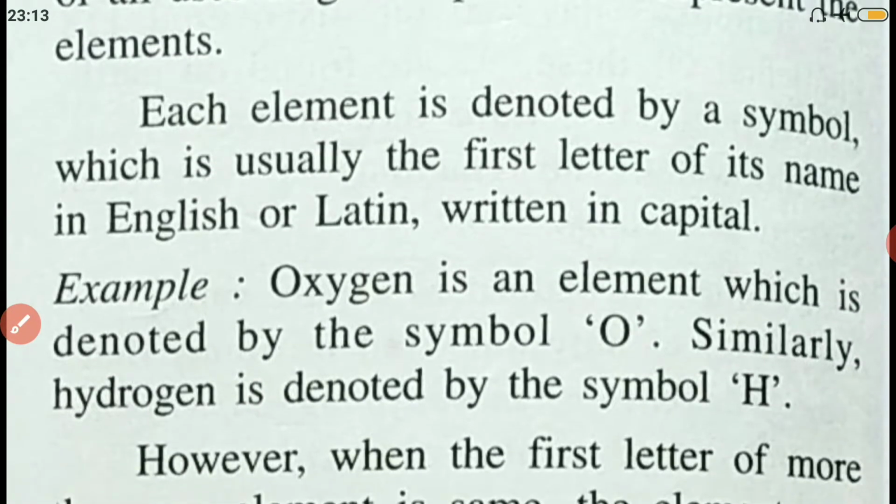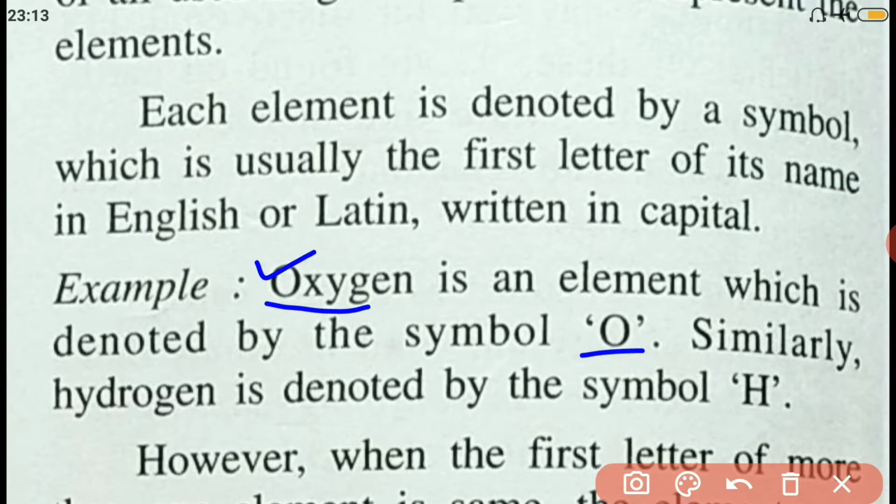Each element is denoted by a symbol which is usually the first letter of its name, in English or Latin, written in capital. So, for example, oxygen is an element which is denoted by the symbol O. As you can see here, the first alphabet is O, so they are using the symbol O. Similarly, hydrogen is denoted by symbol capital H because the first alphabet is H.